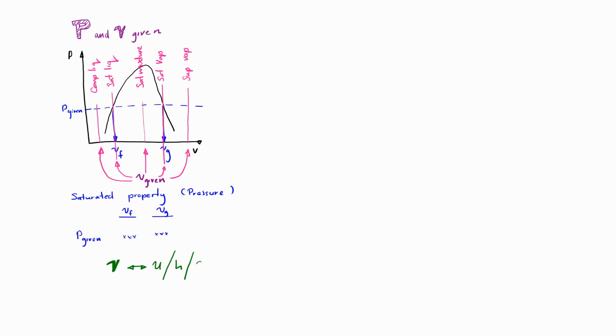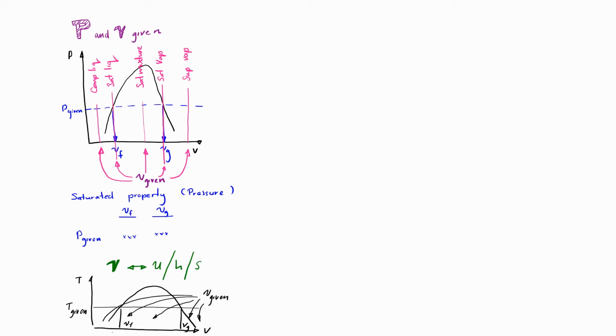Now, instead of pressure, if we are given temperature and specific volume, we can use the same procedure to find the phase of the system. The only difference is we have to go to saturated property tables but temperature table.